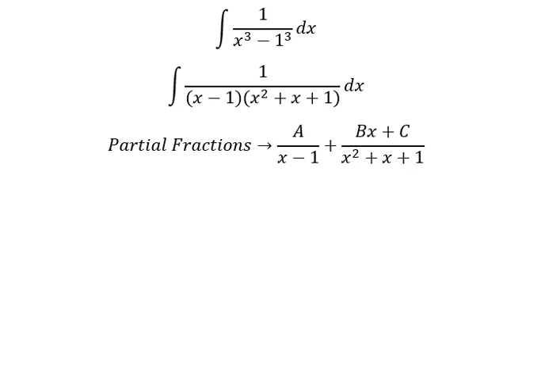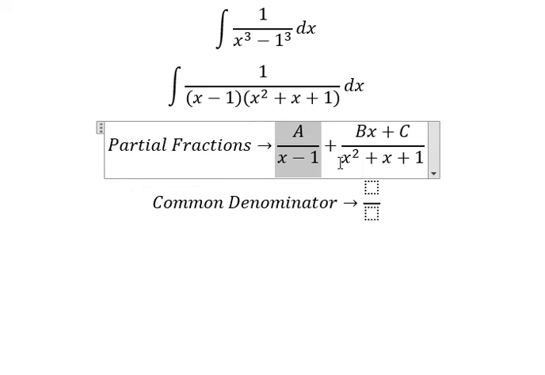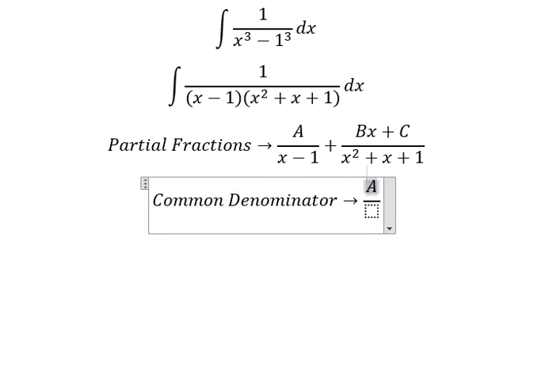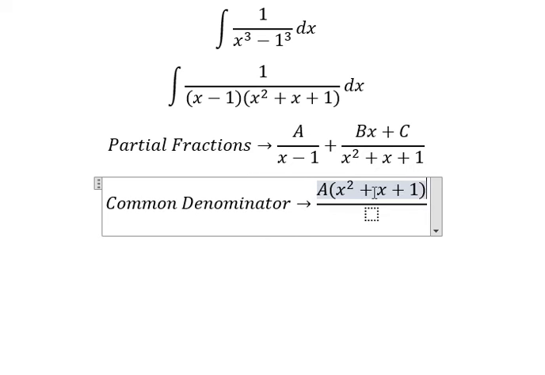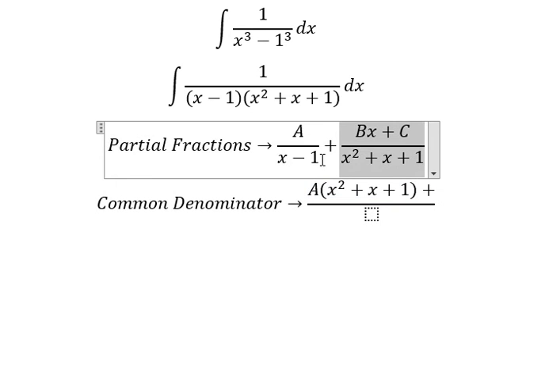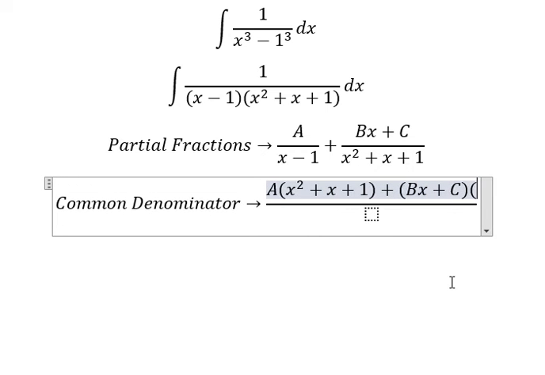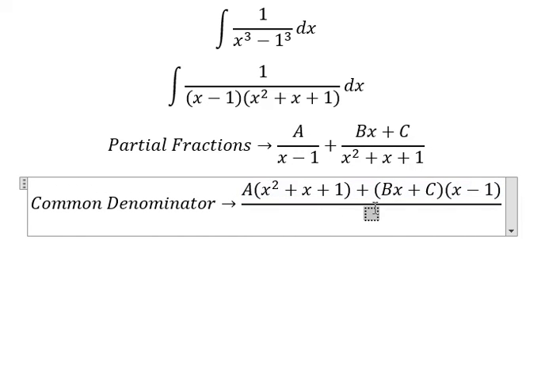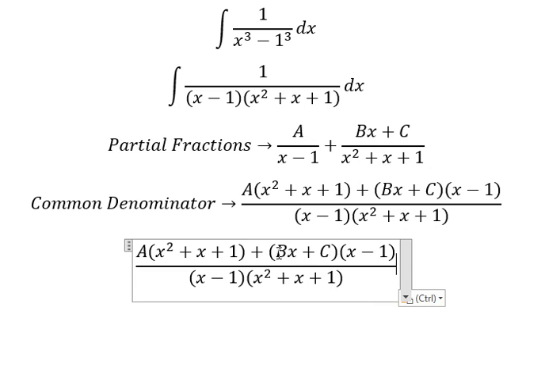So we can do a common denominator. About this one, it is missing s squared plus s plus 1. So capital A multiplied by s squared plus s plus 1. About this one, it is missing s minus number 1. So Bs plus C multiplied by s minus number 1. Now we need to expand this one.